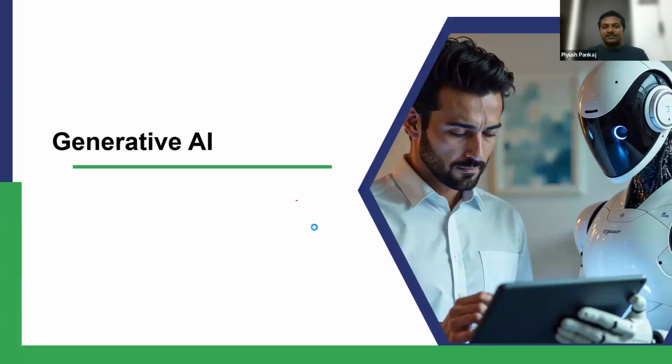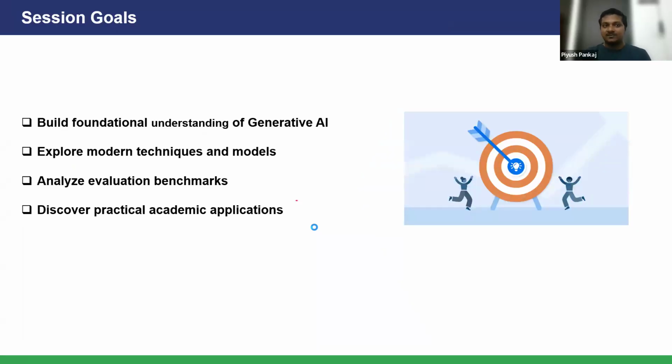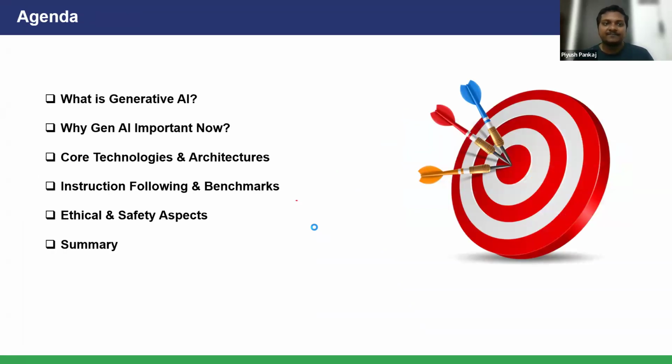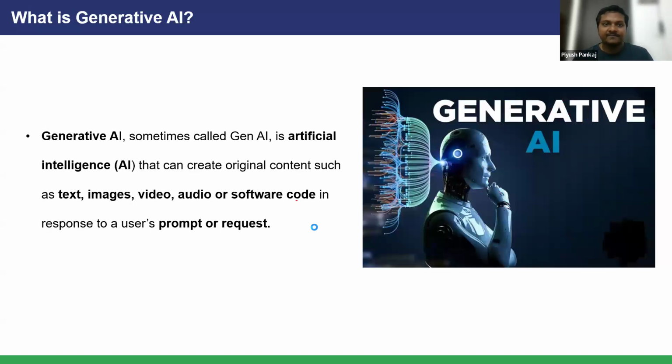So we'll discuss a few things based on traditional AI and generative AI. First of all, what exactly is our goal today? We'll build our foundation on understanding generative AI. We'll explore the modern techniques, the models that are getting used, what the evaluation benchmarks are, and the practical applications. So what is generative AI exactly? Why is it important now? What are the core technologies and architectures? Instruction following, the benchmarks, and some ethics in generative AI.